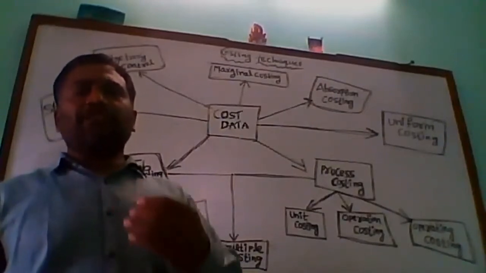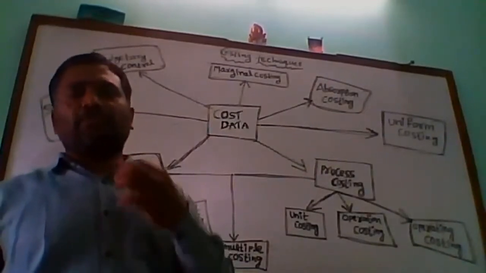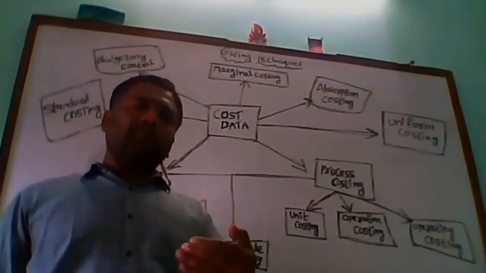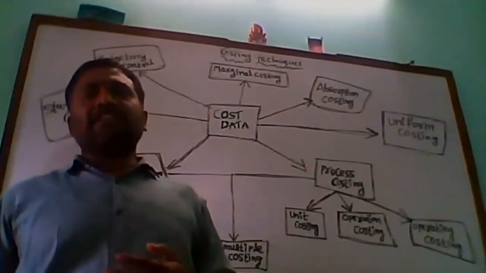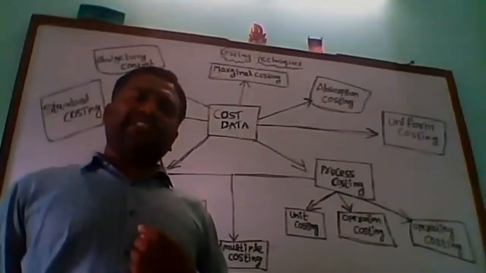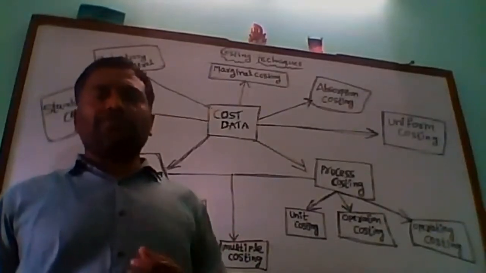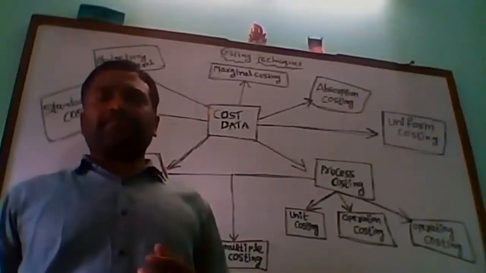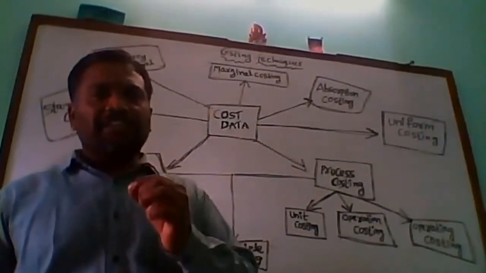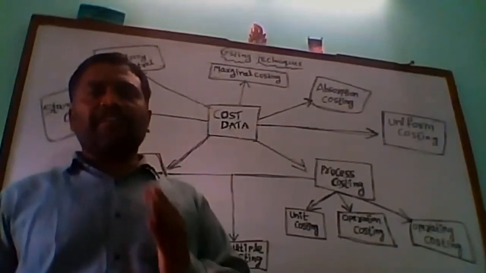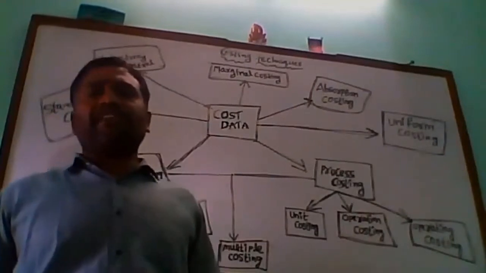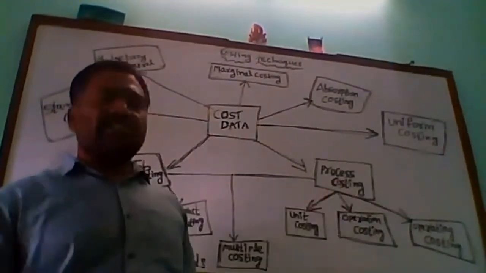When we use the sugar cane as an input in the first process, the first process output becomes the input for the second process, the second process output becomes the input for the third process, and the third process output we call the finished product. Under process costing, products are produced in different stages or processes, process 1, process 2, and process 3, and we use process costing like that.